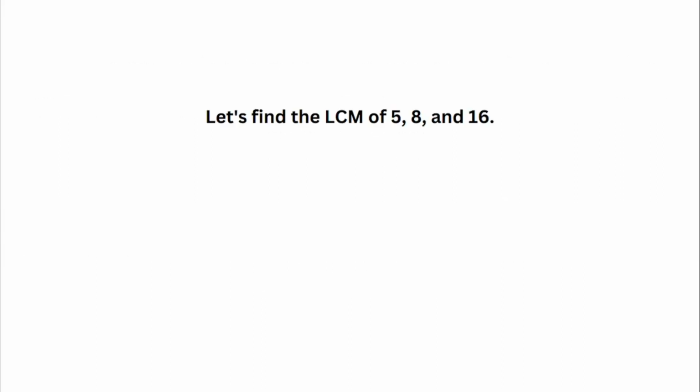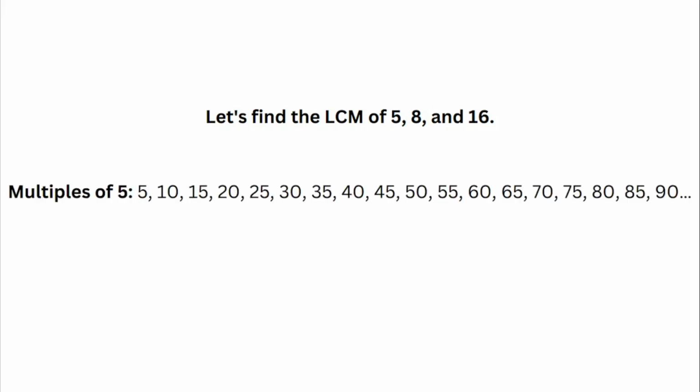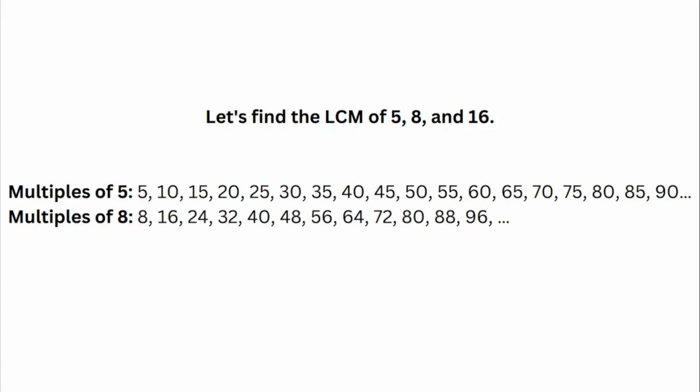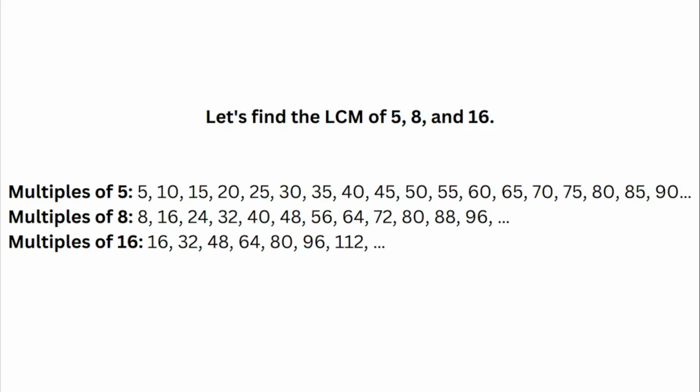Let's find the LCM of 5, 8 and 16. And for that, we need to list the multiples of 5, 8 and 16. The multiples of 5 are 5, 10, 15, 20 and so on. Similarly, the multiples of 8 are 8, 16, 24 and so on. And finally, the multiples of 16 are 16, 32, 48 and so on. Now, if you notice over here, the minimum or the lowest common multiple is 80. And hence, 80 is the LCM of 5, 8 and 16.